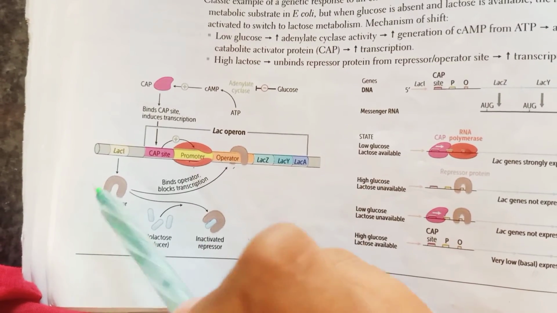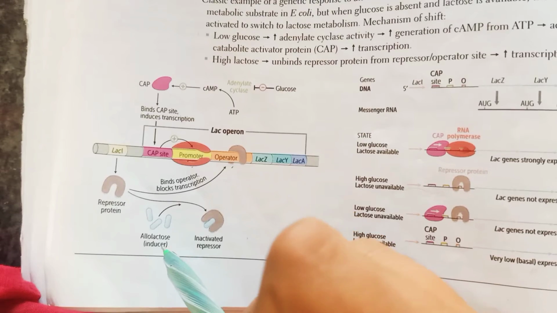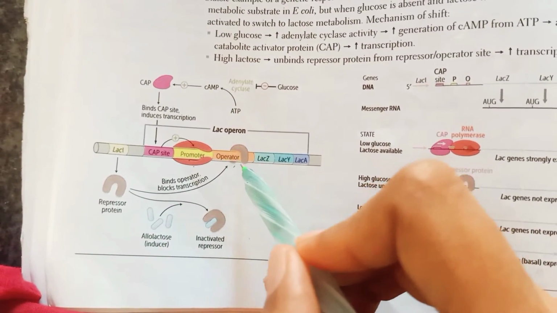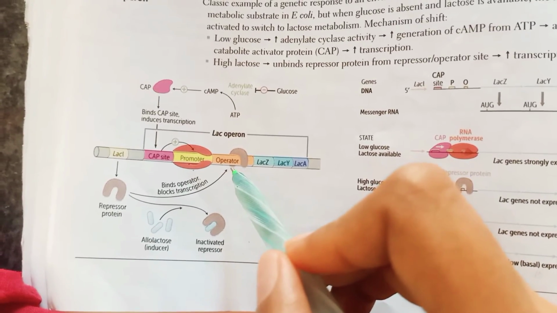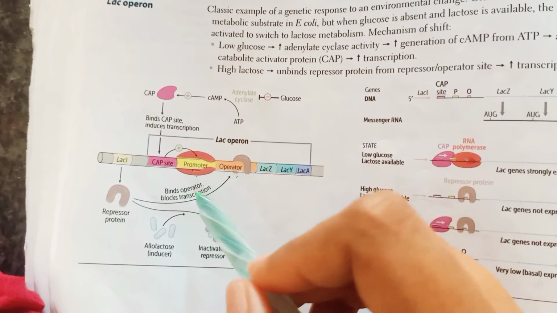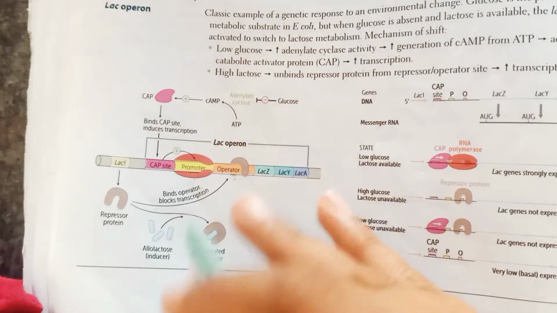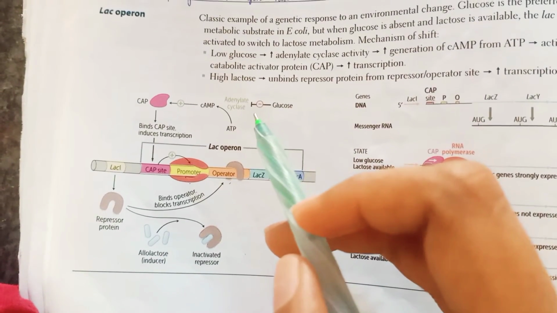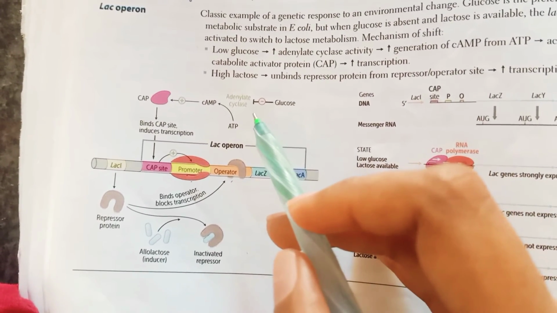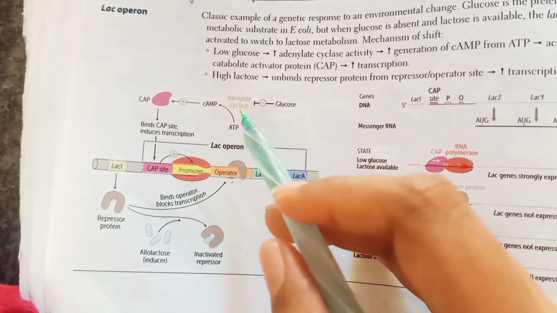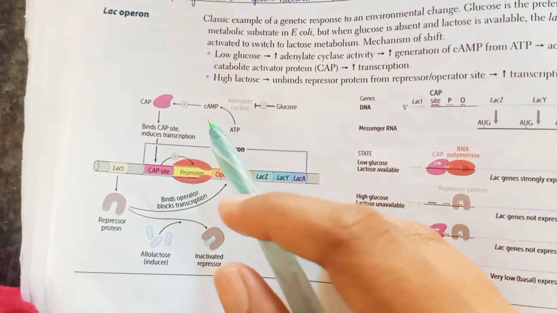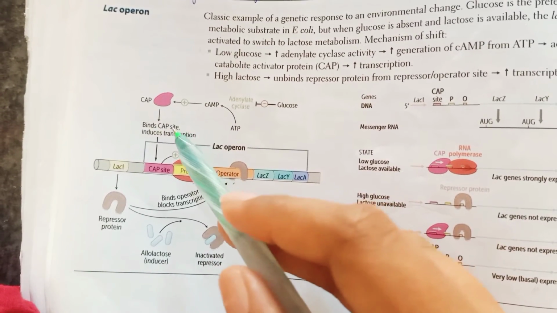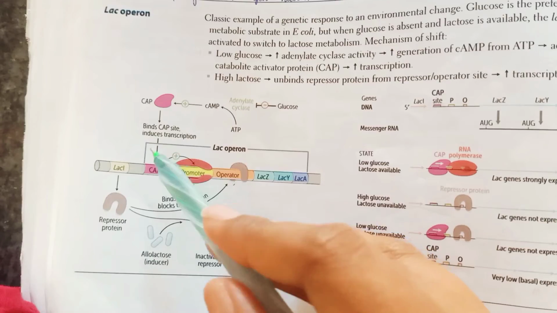But whenever the repressor protein is not with lactose, then the repressor will be active and it will go and wind around the operator and block the operator. So when the operator is blocked, of course the promoter will be blocked and the system will be blocked. Okay, so first we need to understand the system: whenever there is no glucose, ATP in the presence of adenylyl cyclase will convert into cyclic AMP, and this cyclic AMP will activate the CAP protein. This binds the CAP site and induces the transcription.